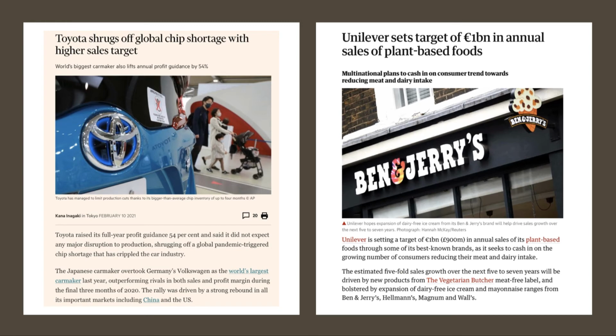And Unilever, one of the world's biggest consumer goods companies, they've just set a target of €1 billion in annual sales of plant-based foods. Unilever, responsible for products from Ben & Jerry's to Hellmann's mayonnaise and Magnum ice cream, they have a sales growth target of, I think, between 3 to 5% annual growth in global sales across their product range. They've actually got rid of quite a few products in recent times as they look to narrow down their product range and focus on the future.